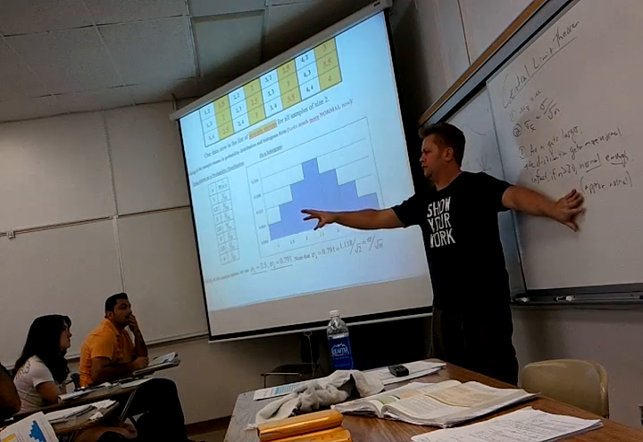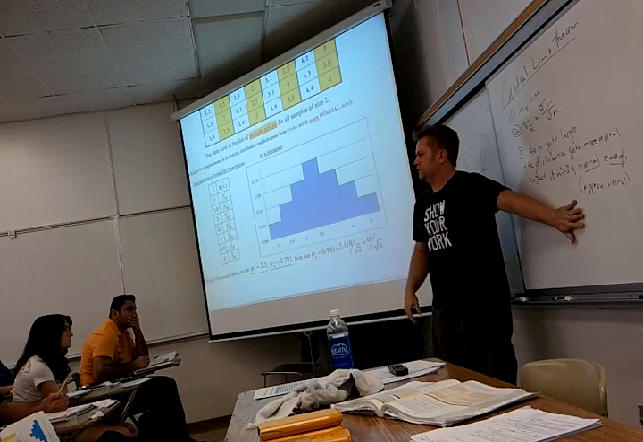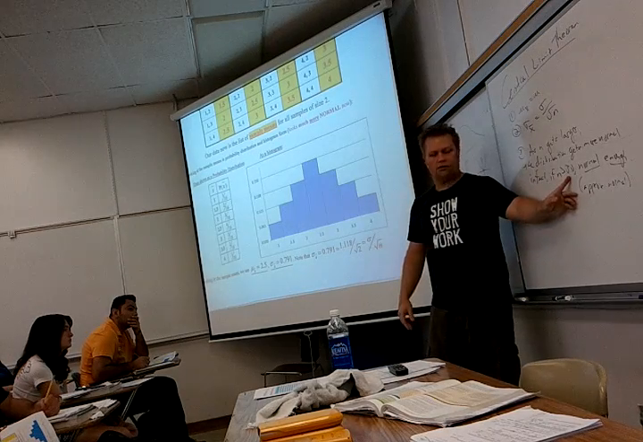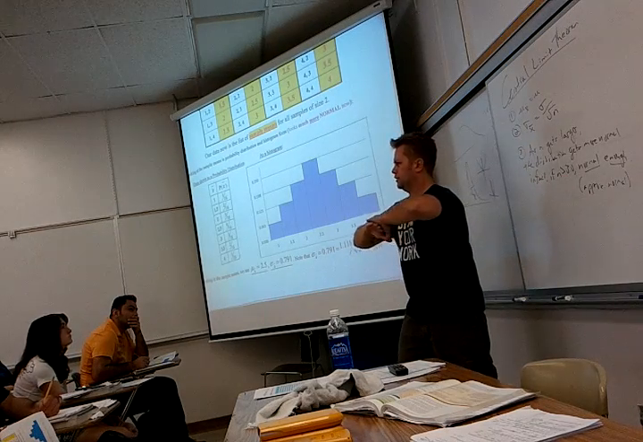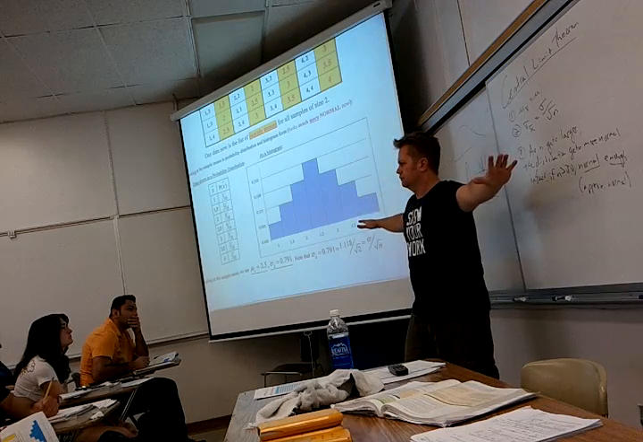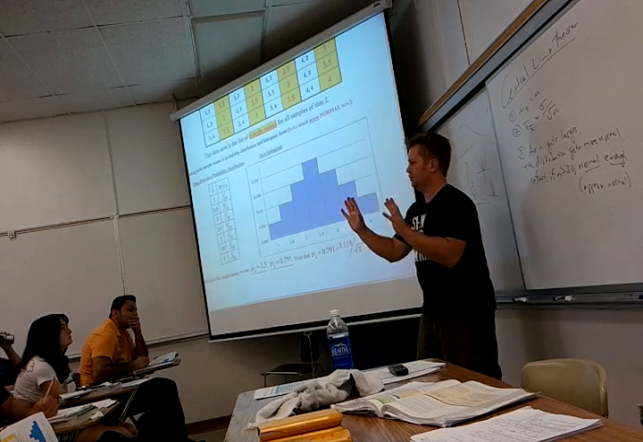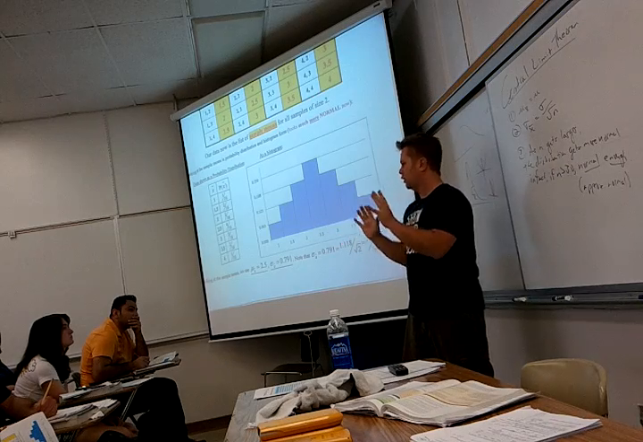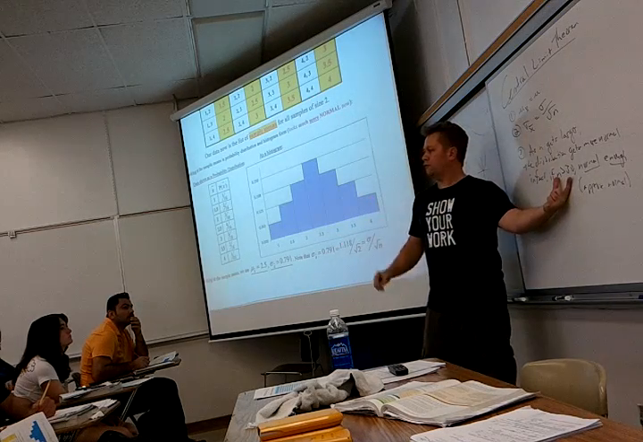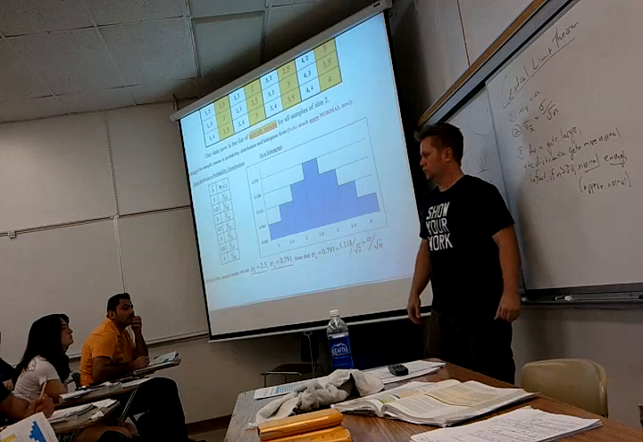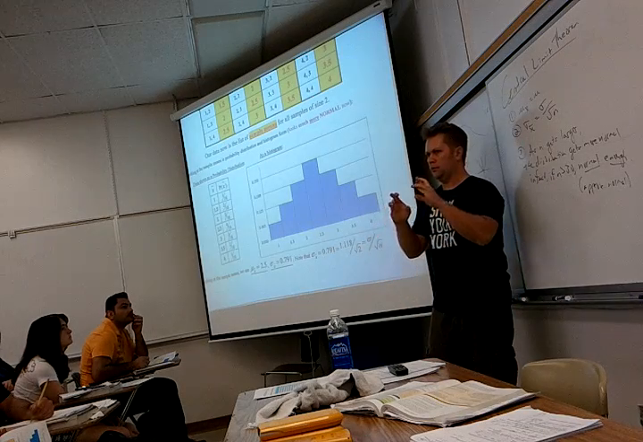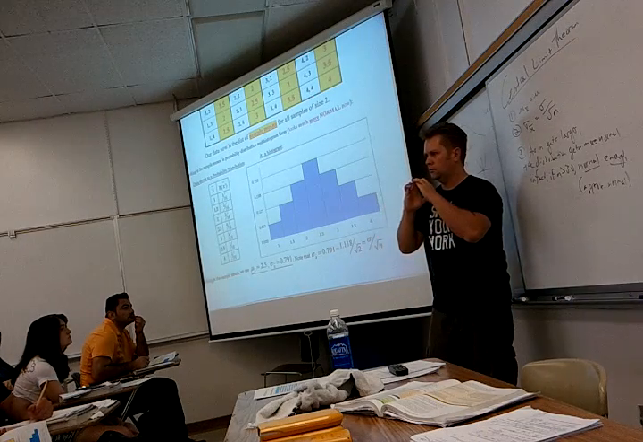So 30 itself might not be enough in some weird cases. Greater than 30 is a blanket generalization that works for everybody. Some things work for 1 if it's already normal. Some things work for 4 if it's already really close to normal. Everything will work for more than 30. So over 30 is normal.